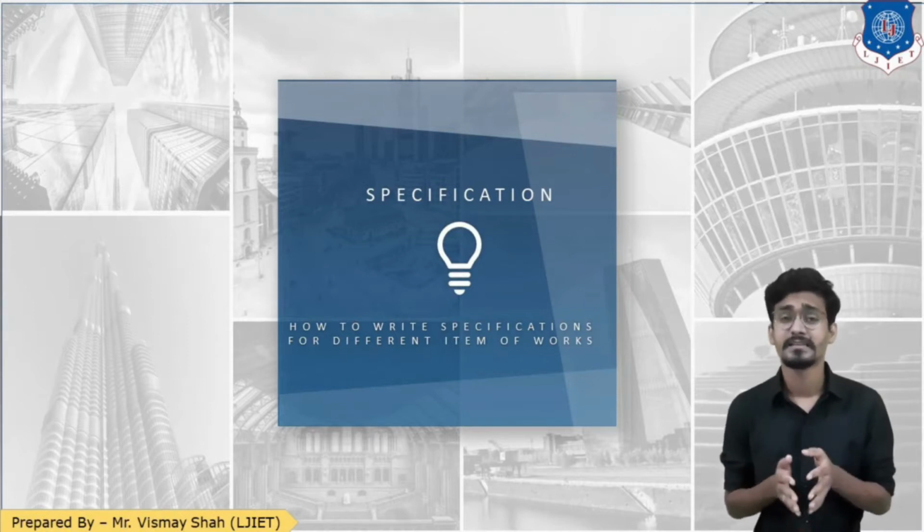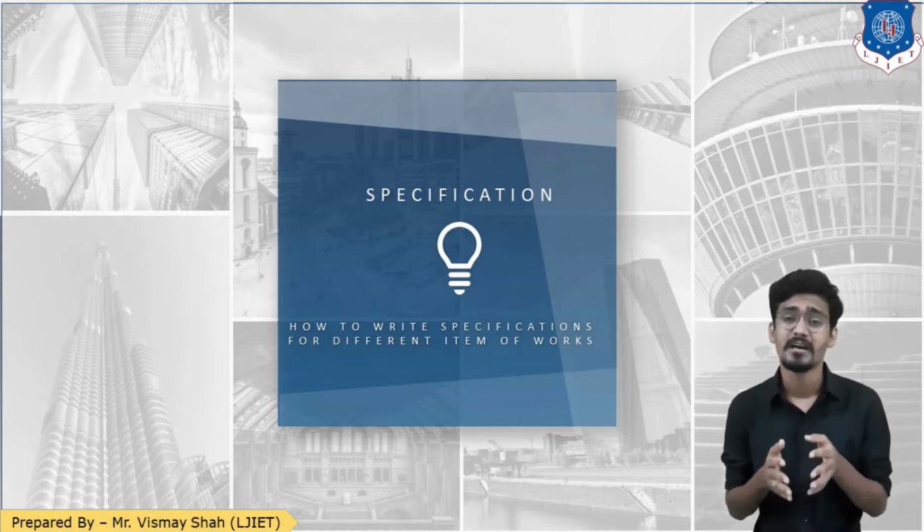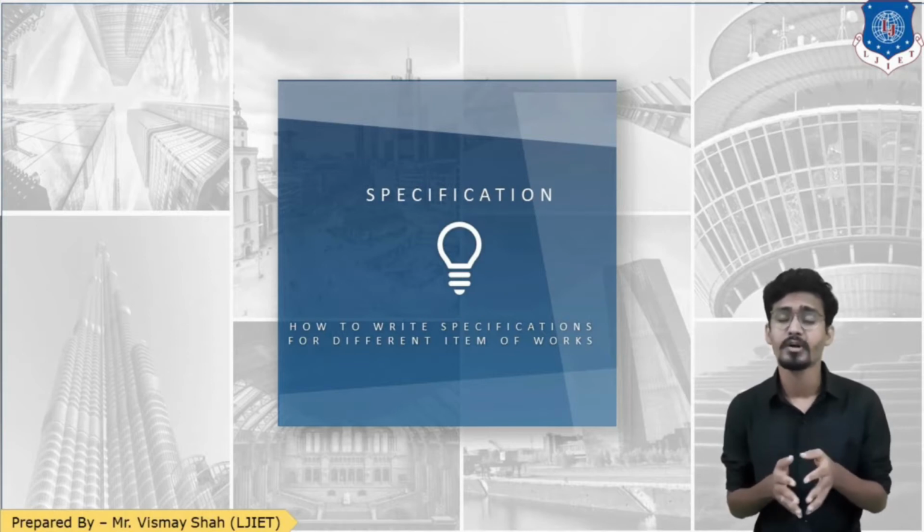So students, this is our second session of the lecture series on specification. In the first session, we learned what a specification is, what the purpose of specification is, and what the objectives or importance of specification are. At last, we saw the types of specification. So before starting a new topic today, let us revise what we have learned.